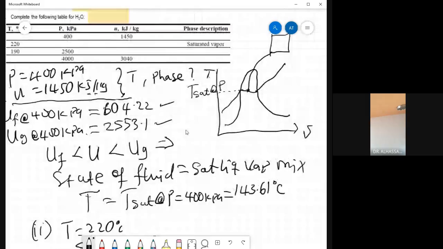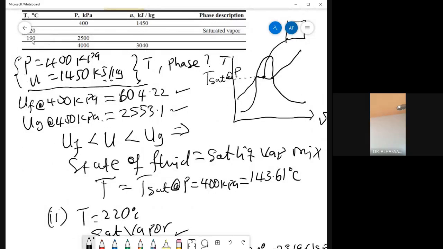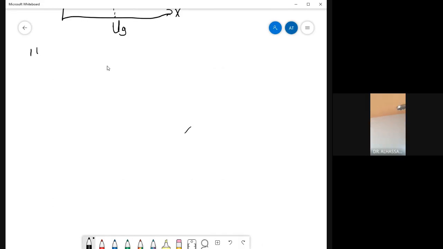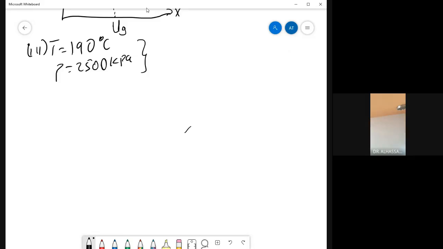So now we move to the last part. We have the third one. Here we are given temperature and pressure. Temperature equals 190 degrees Celsius and pressure equals 2500 kilopascal. Very sorry, I mixed up the units. So now we need to determine the internal energy and then the state of the fluid.